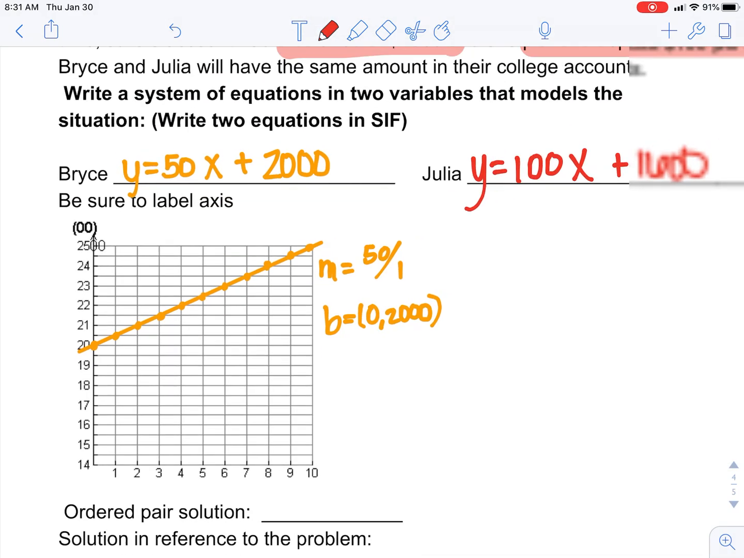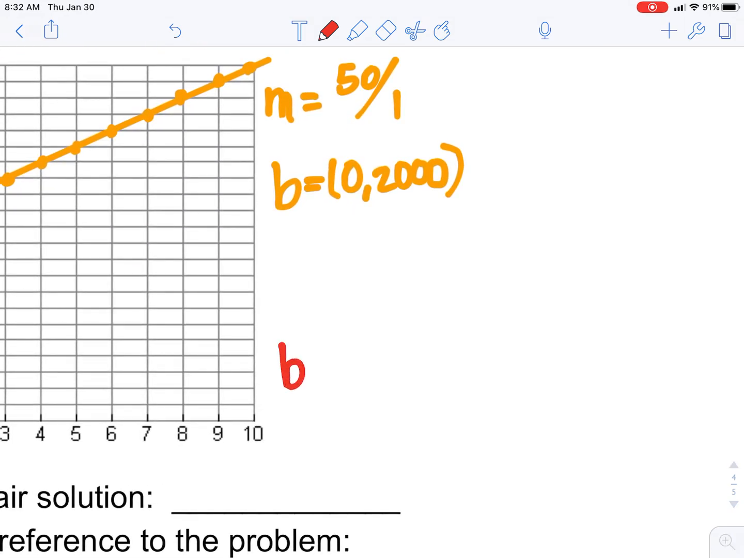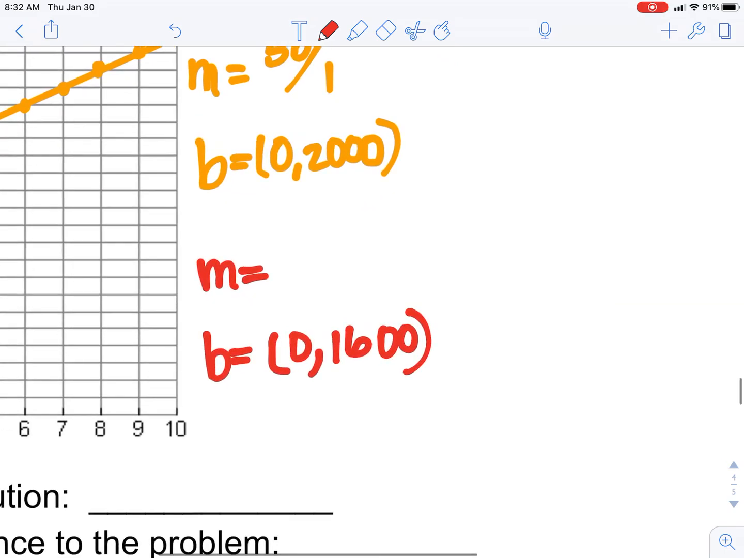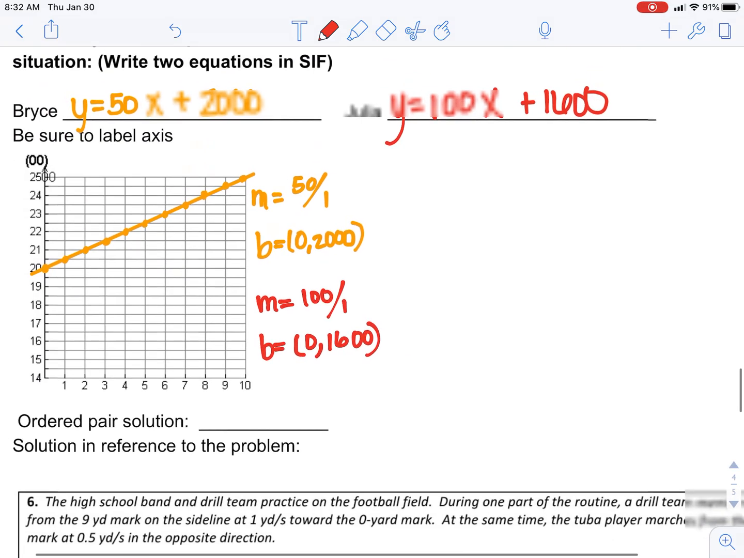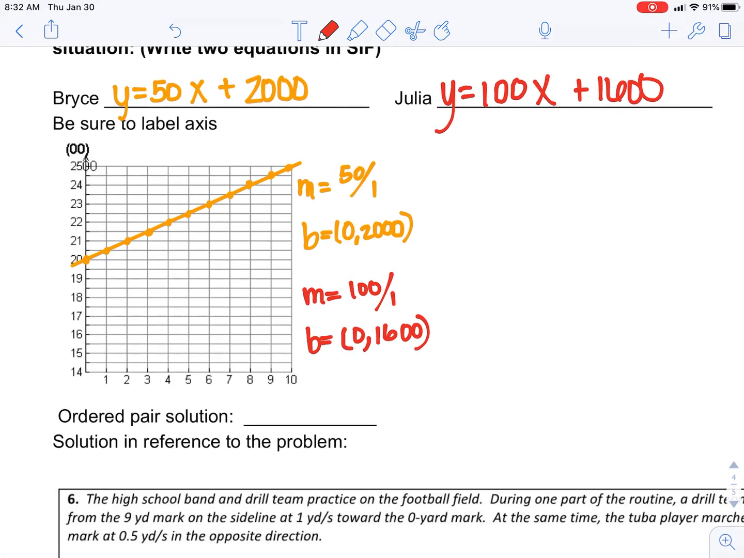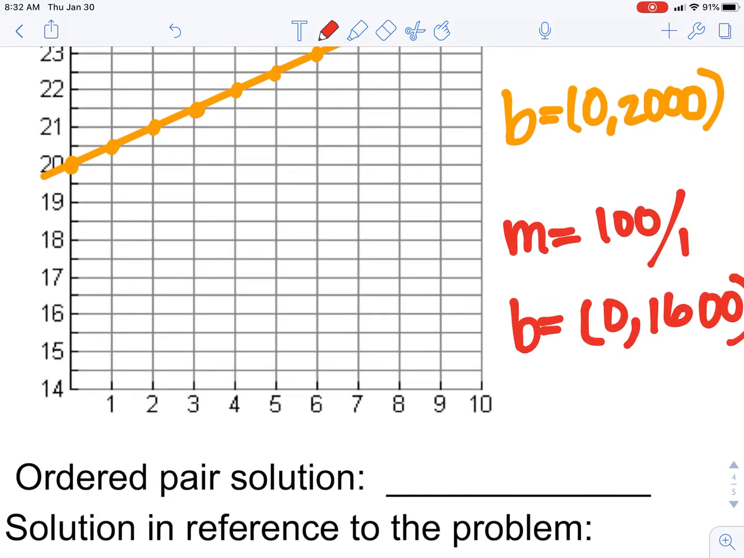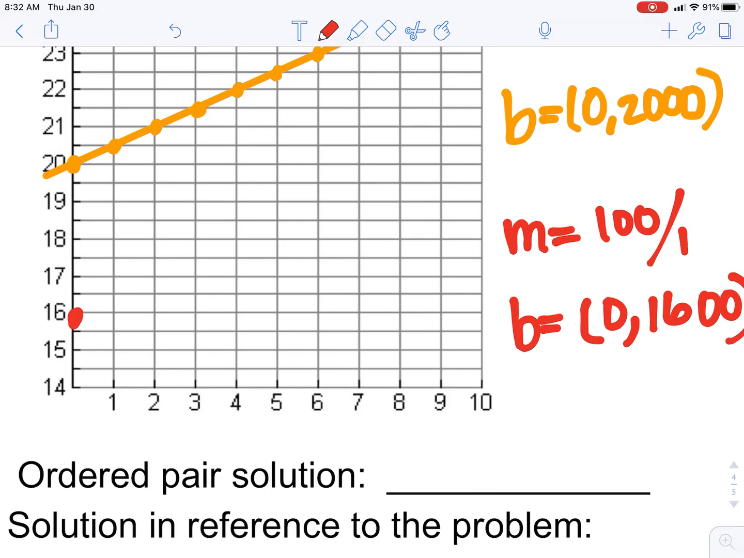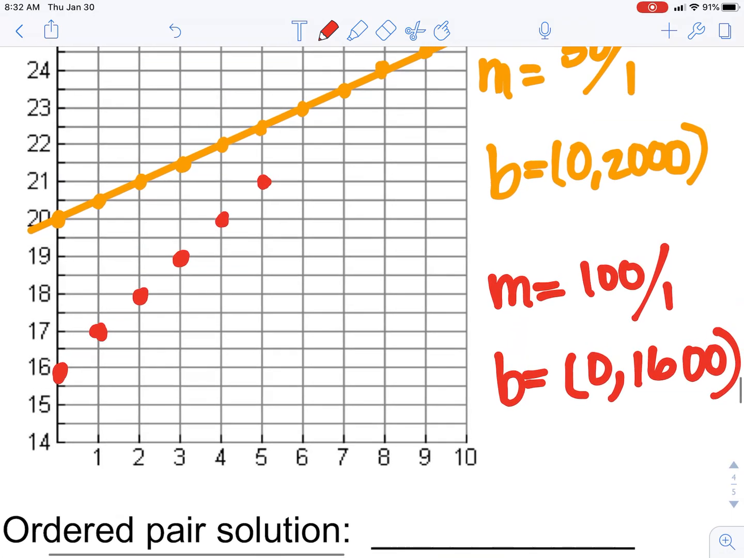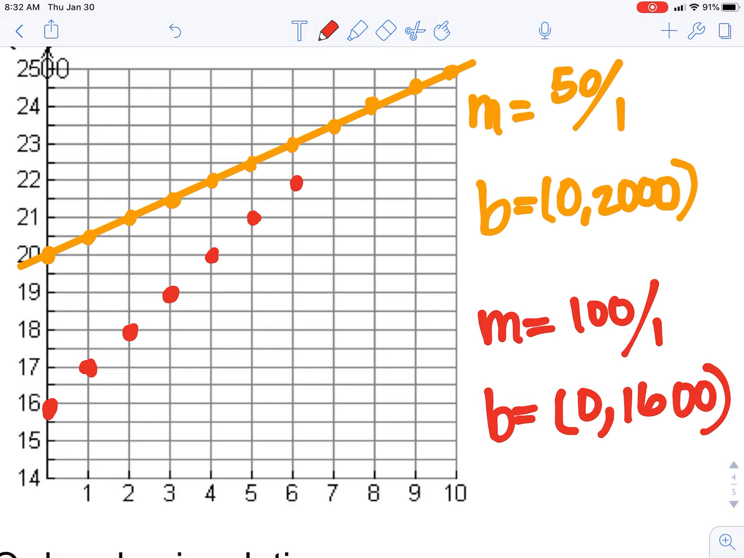Okay, now we have Julia's to graph. We know Julia has an intercept of 0, 1,600. And then we have a slope of 100 over 1. So we go over and we graph at 1,600. And then we're going to go up 100 and over 1 for each. Remember, the left side's counting by 50s, so we're actually going up 2 bars every time.